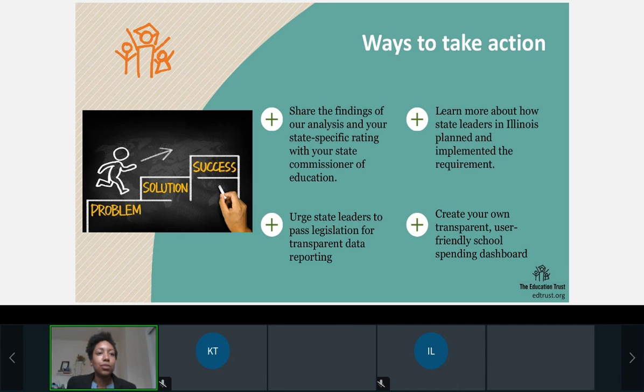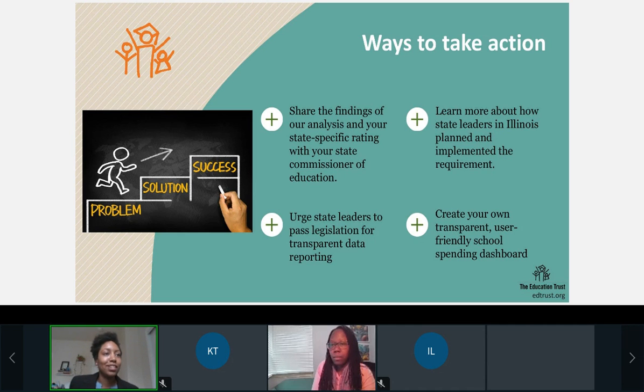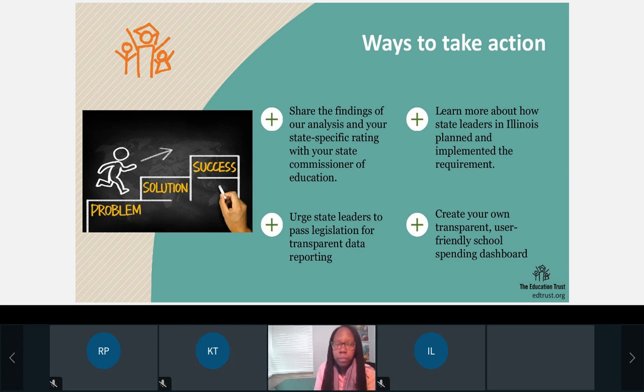So to talk us through what advocates can do, I'll leave it to Ivy. Yeah. So, as Rachel just shared, our 50-state scan shows that the vast majority of states have a long way to go in terms of reporting their school level spending data in a way that is really useful to help understand patterns of equity in school funding across schools within districts. This is a really big missed opportunity.